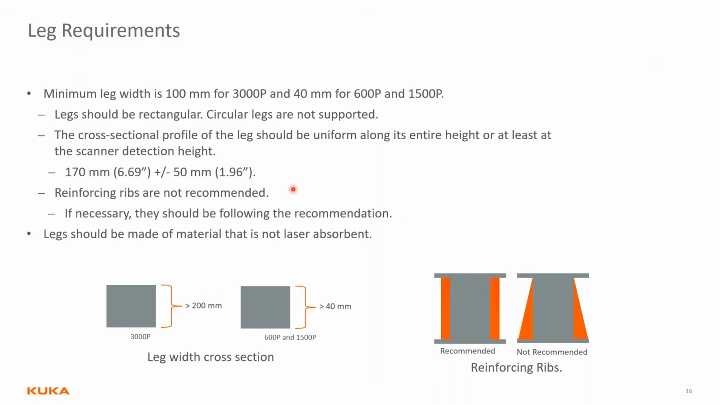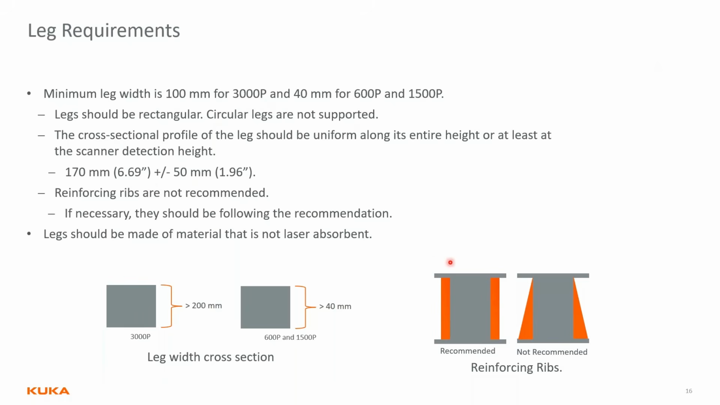There's also some requirements for the legs. So there's a minimum width for the 3000p, and a minimum width for the 600p and 1500p. We cannot do circular legs. We require the legs to be rectangular.